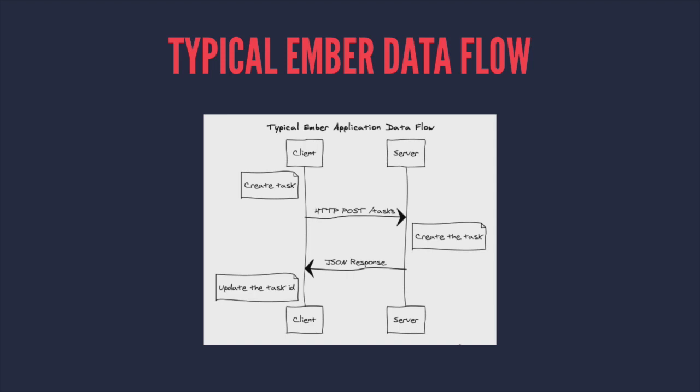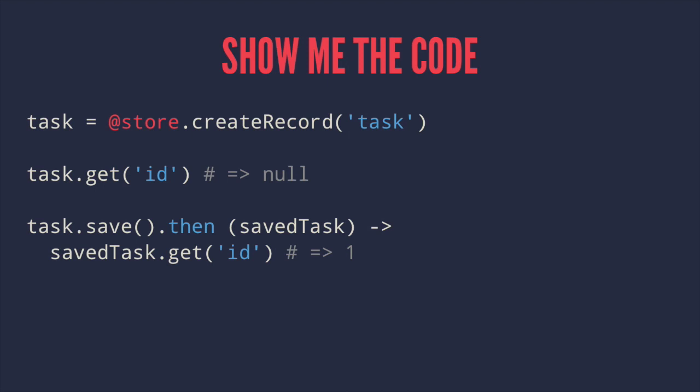So this is an example of the code. You have your createRecord method, and at the beginning the ID is not present. Then you save it, and when your promise is resolved, which means that the server has responded with some JSON, which will represent the task probably, then you will have your ID, so the task will have updated its attributes from what's coming from the server.